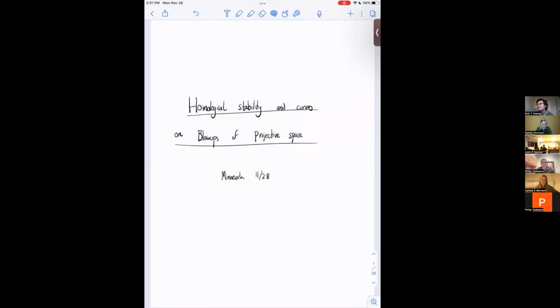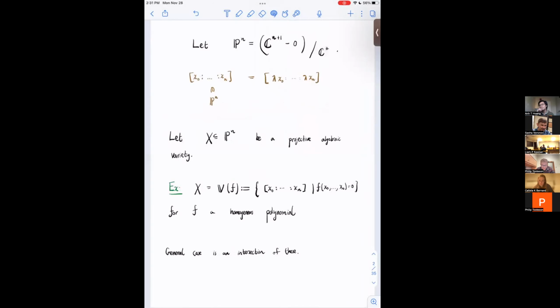Okay, great. I'm going to talk about homological stability and curves on blowups of projective space. To start out, I just want to tell you my notation for projective space. P^n is always going to be complex projective space. So it's the quotient of the n plus one non-zero coordinates by scaling, and I write the homogeneous coordinates like this.